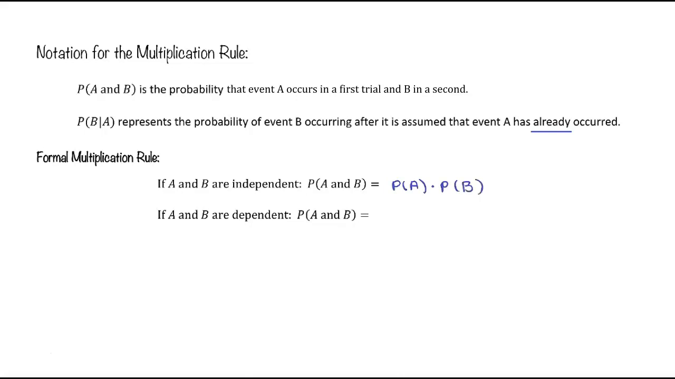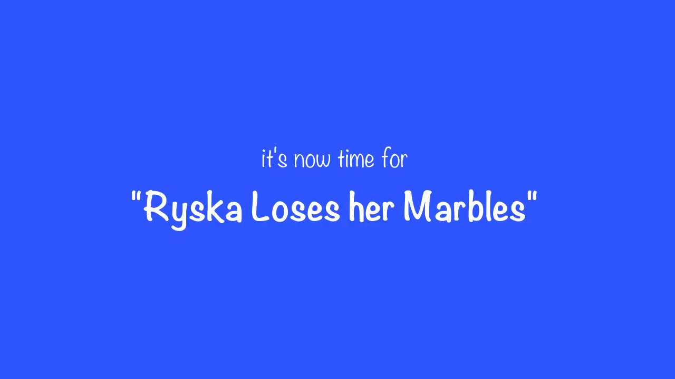However, if events A and B are dependent, that is, the event of A occurring does have an effect on event B occurring, we need to instead multiply the probability of event A occurring times the probability of event B occurring given that event A already occurred.